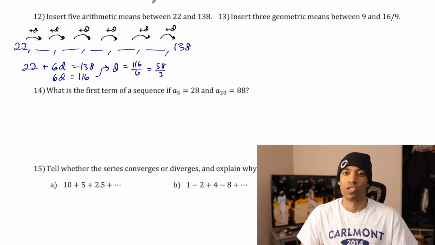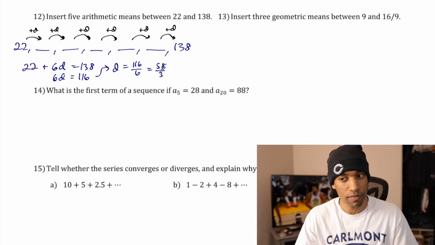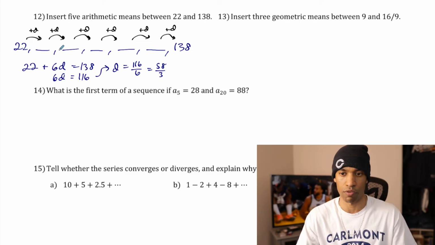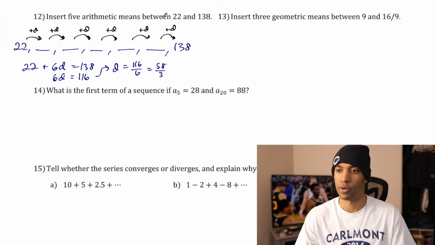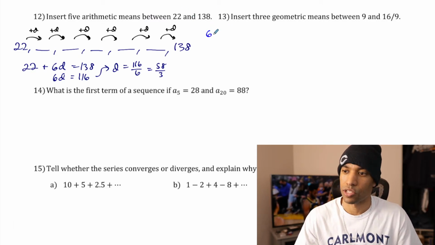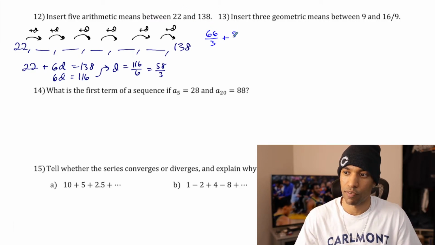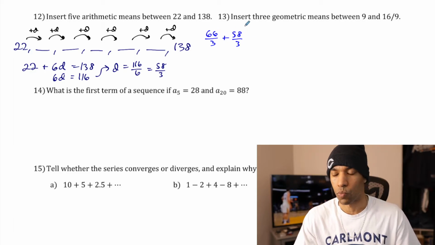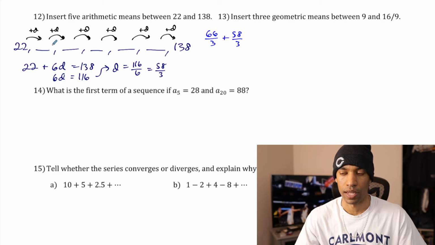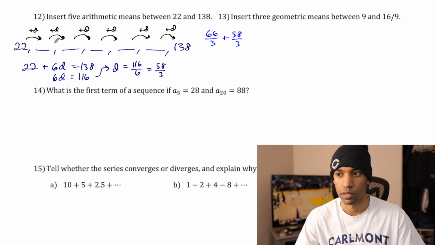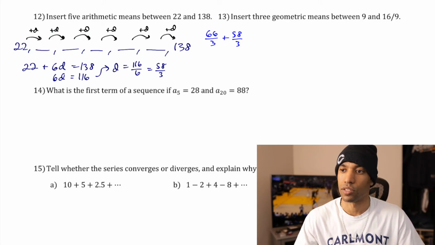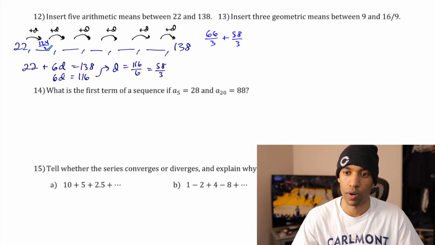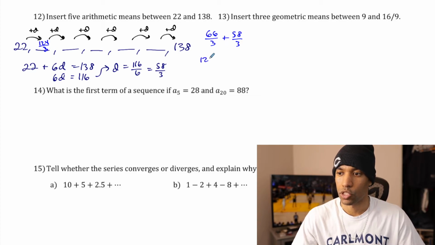116 divided by 6. Okay, so now we're going to come up with these numbers here. I'm going to leave them as fractions. So I have to do 22 plus 58 over 3. I'm going to write it as a fraction. 22 is also 66 over 3. 66 over 3 plus 58 over 3 is 124 over 3. Oh, which is a whole number? Wait, no, it's not. 24 over 3 is a whole number, but not 124 over 3. Let's just keep it over 3. 124 over 3 plus 58 over 3.